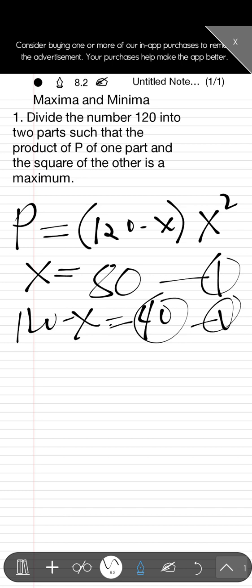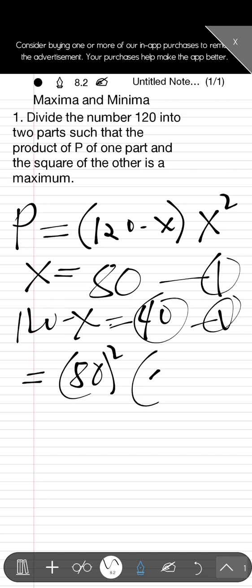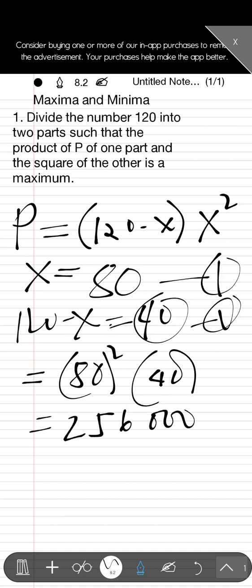Ang ibig sabihin nun, diba? Ano ba yung x natin? X natin is 80. So that is 80 square. Diba? Yung isang number natin, 120 minus 80 is 40. So, pag i-multiply natin, magkano ba? 80 square times 40, that is 256,000. Okay.